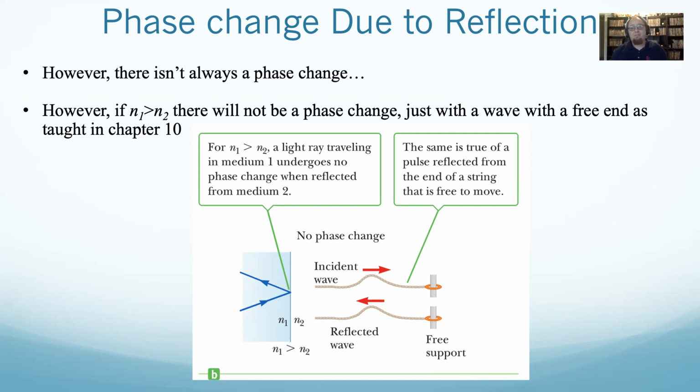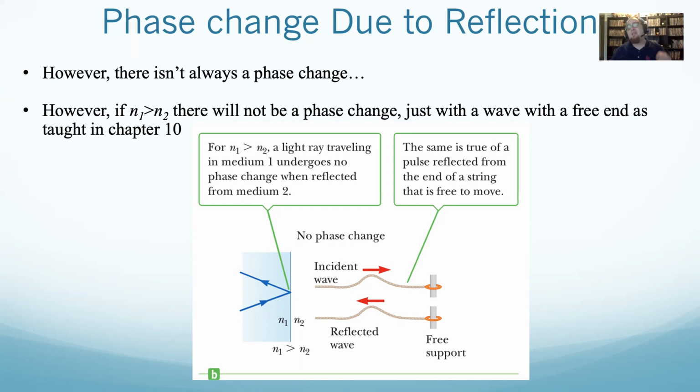If you look at light shining off water, there's a phase shift. So if you use coherent light shining off water, you can get destructive interference. But if instead you're underwater and you shine light out and it bounces off the air using total internal reflection, there won't be a phase shift at all.